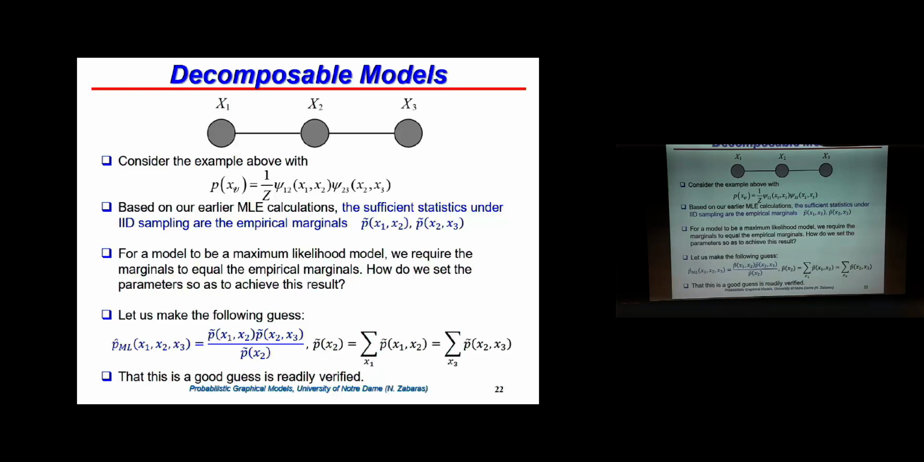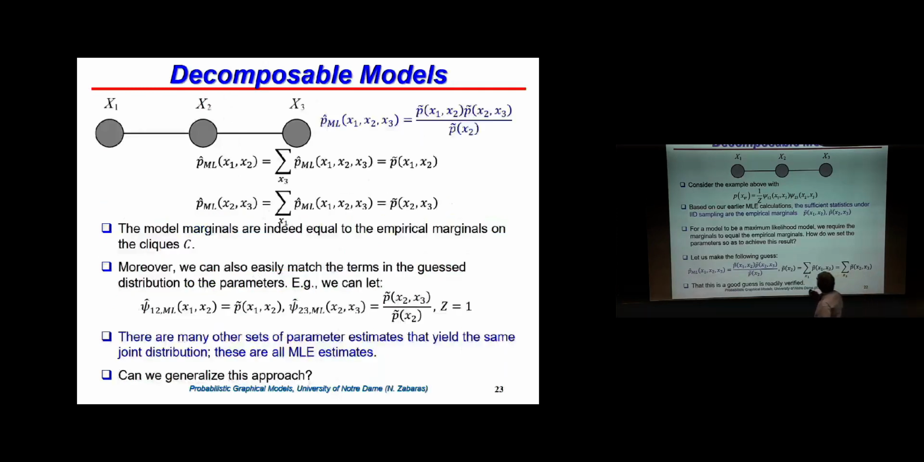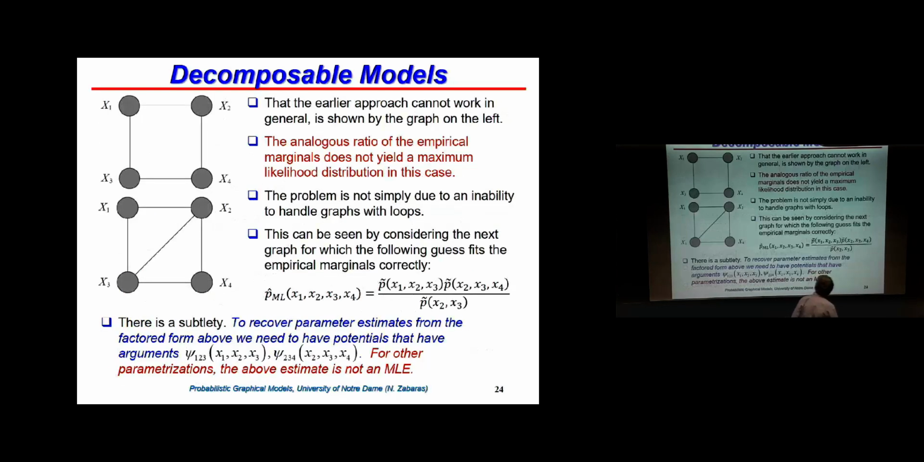Okay? So the graphs where you can actually do this type of thing are called decomposable graphs, right? So here is one decomposable graph, right? And here is one graph that is not decomposable, where you won't be able to actually do this trick. So this idea of starting with empirical marginals and trying to guess what the solution will be does not apply to this problem, okay?